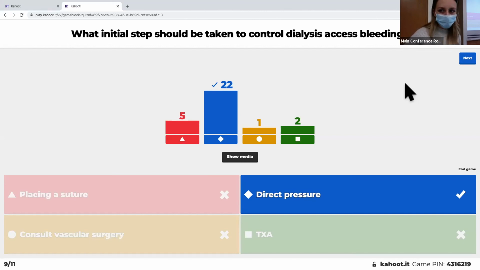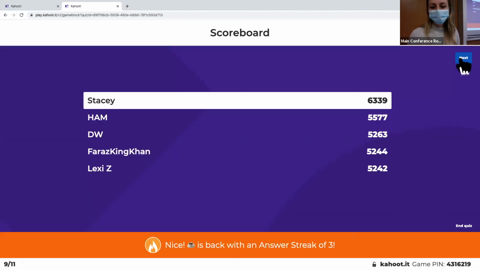So just for those who didn't hear, if it's a large bleed, you're going to put a tourniquet. You can use a blood pressure cuff above the fistula site, and surgery should be doing the stitch if they're there. So we're almost done.